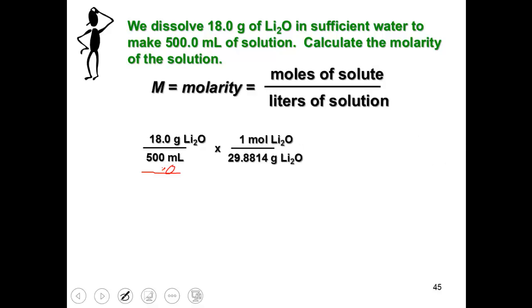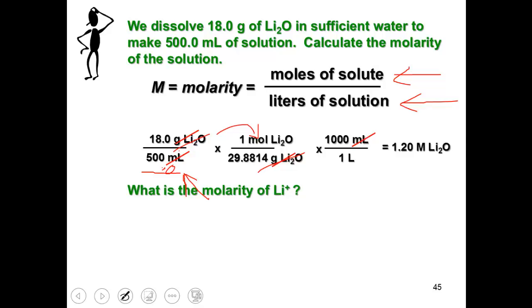We can convert, first of all, the grams into moles of lithium oxide. So let's do that. Now we have moles upstairs. All we have to do is get liters downstairs. So we've got milliliters there. Let's take 1,000 milliliters as a liter, and voila, we're going to get our answer. Okay, 1.20 molarity. Because there are 3 sig figs up here, 4 down there, we'll only have 3 in our answer.